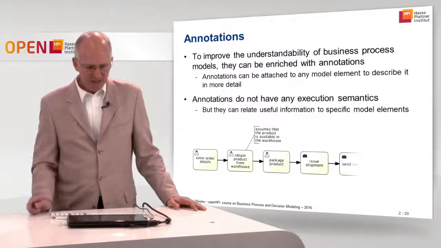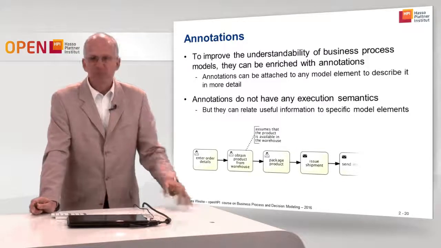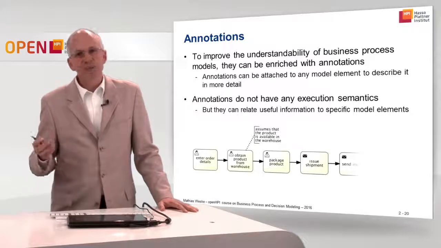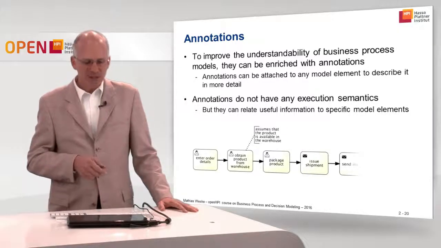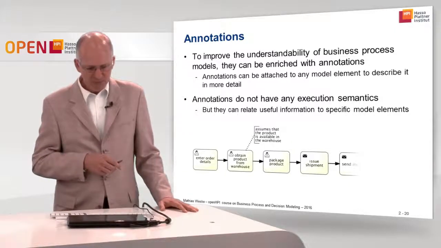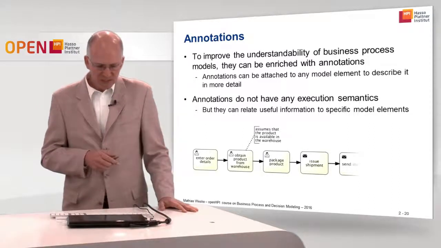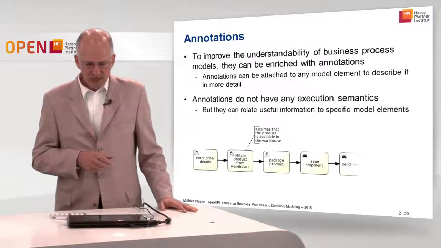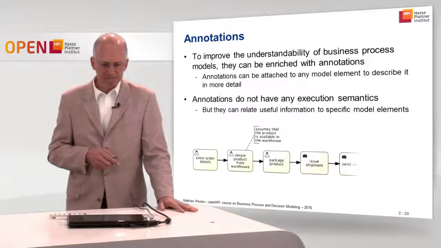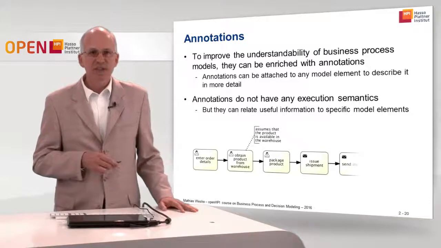Another thing that is provided by BPMN is annotations. Sometimes you need to express more information and you don't have a nice place in the attributes or in the concepts provided by the language. In this case, you use annotations to improve the understandability of business process models. The models can be enriched with annotations. Annotations can be attached to any model element and can be used to describe this model element in more detail. It's worth mentioning that annotations do not have any execution semantics.